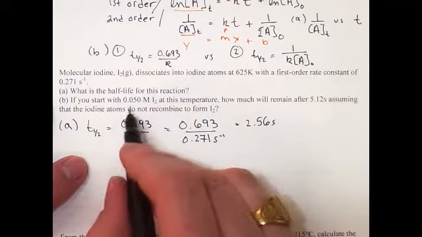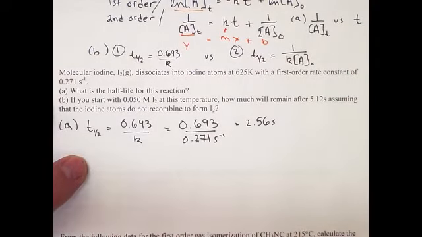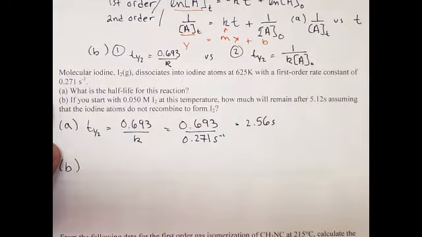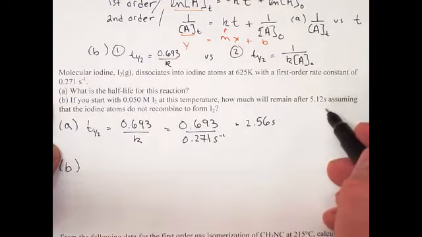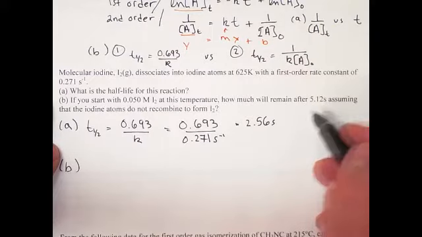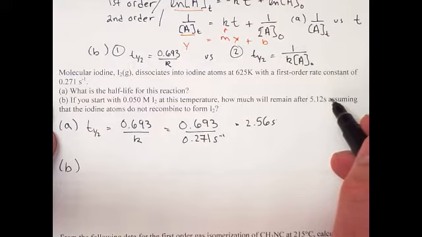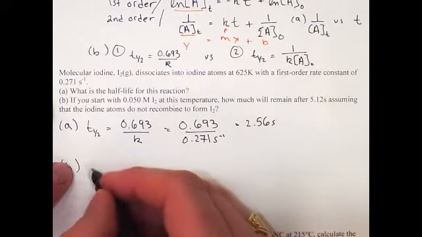Now, for part B, it says if you start with 0.05 molar I2 at this temperature, how much will remain after 5.12 seconds? There's a couple ways that you can do it. You can use the first order rate law, or you can see that that's 2 half-lives and divide this in half twice. But we're going to just do it using the first order because it is a first order reaction.